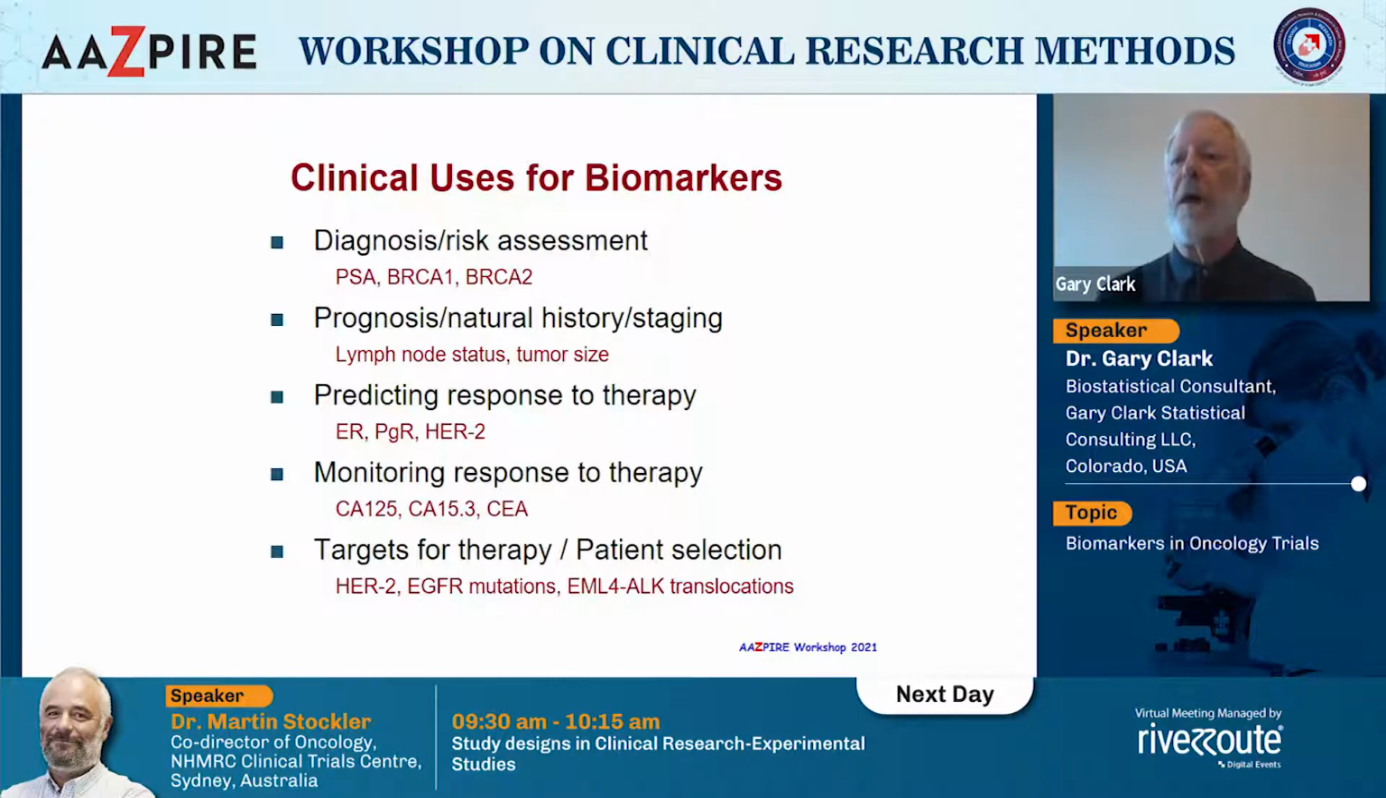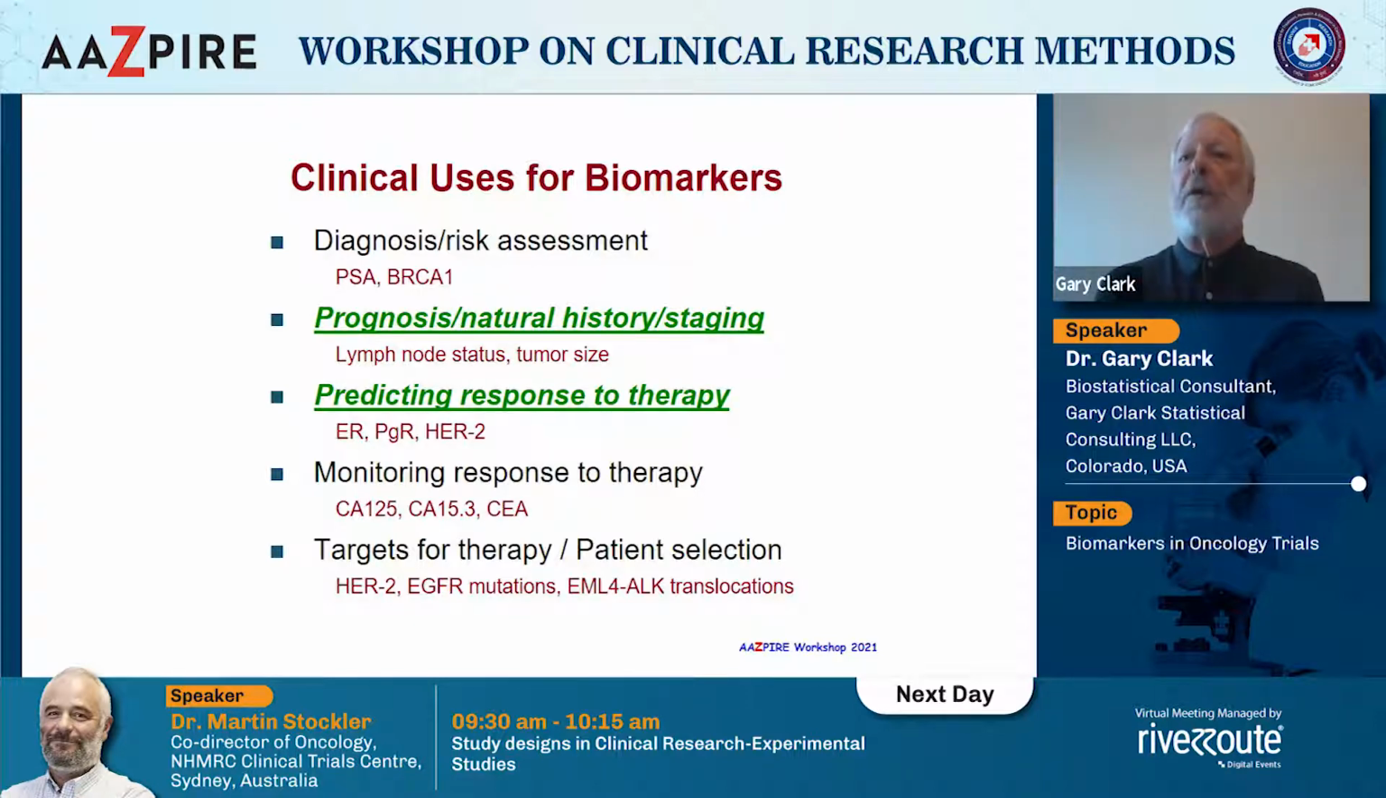Biomarkers can also be used to monitor response to therapy. For example, serum factors such as CA125, CA15.3, or CEA can be used to monitor the response in breast cancer patients. Sometimes biomarkers simply become targets for therapy and allow us to select patients for specific treatments. So for example, HER2 or EGFR mutations or ALK translocations all led to very specific, target-specific therapies, starting with some biomarkers.